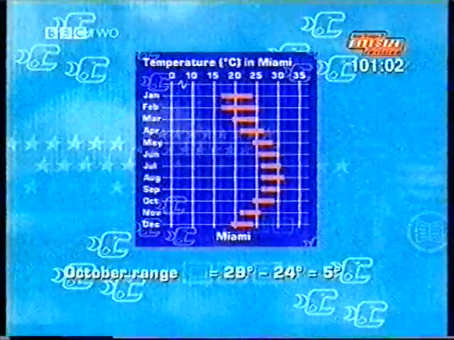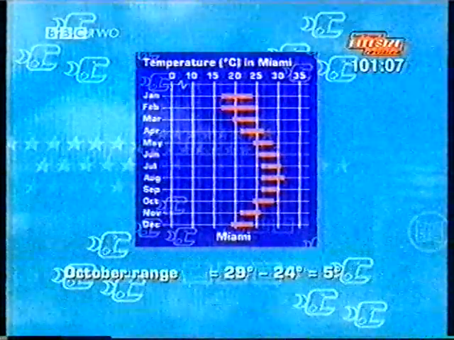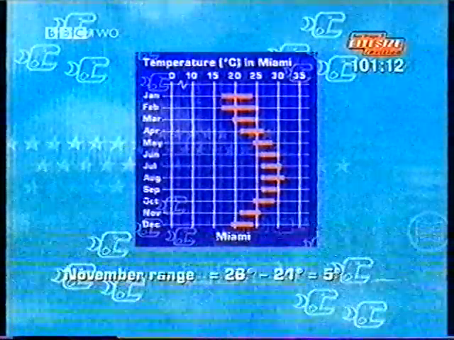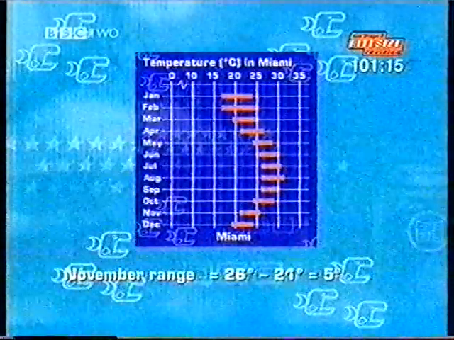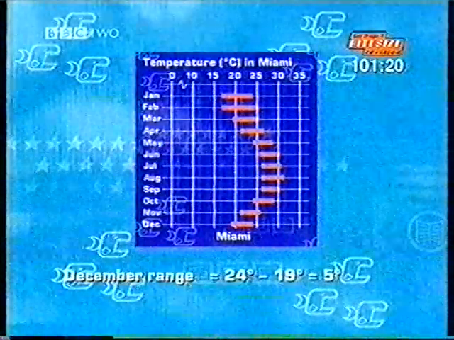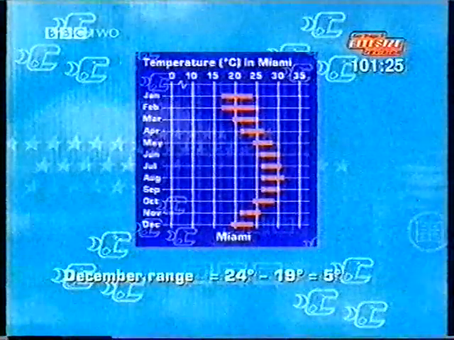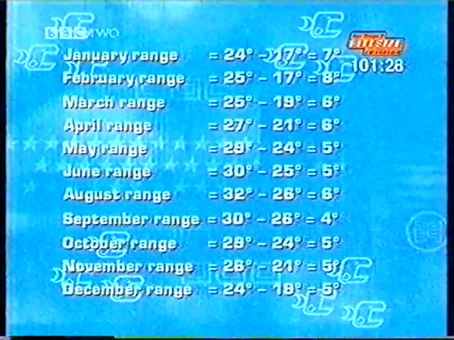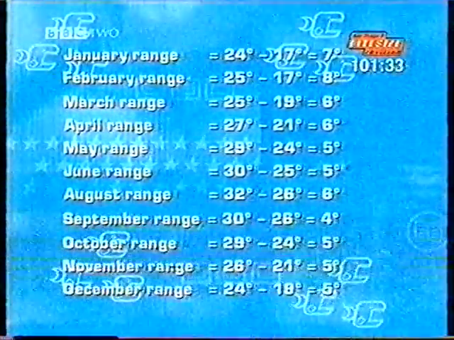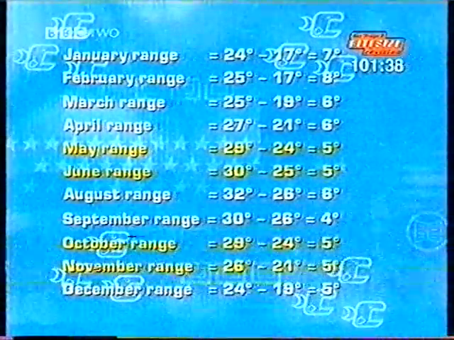In October, the temperature ranges from 24 to 29 degrees, which is another month with a temperature range of 5 degrees. In November, the temperature ranges from 21 to 26 degrees, yet another month with a temperature range of 5. And finally, December. The temperature ranges from 19 to 24 degrees. 5 degree range again. So the 5 months, other than July, where the range in temperature is 5 degrees, are May, June, October, November and December.